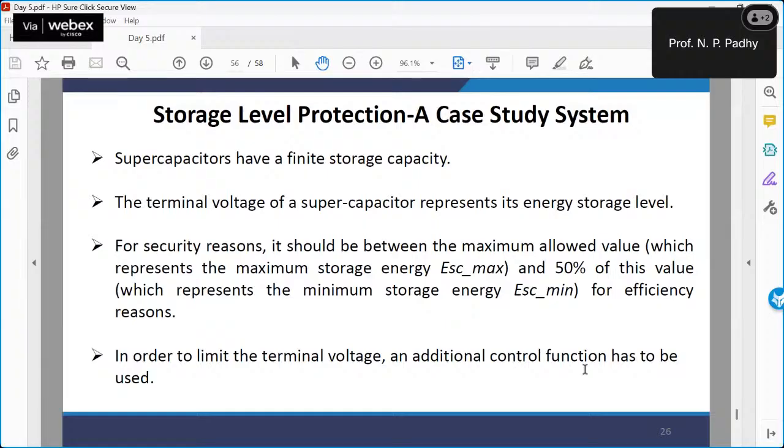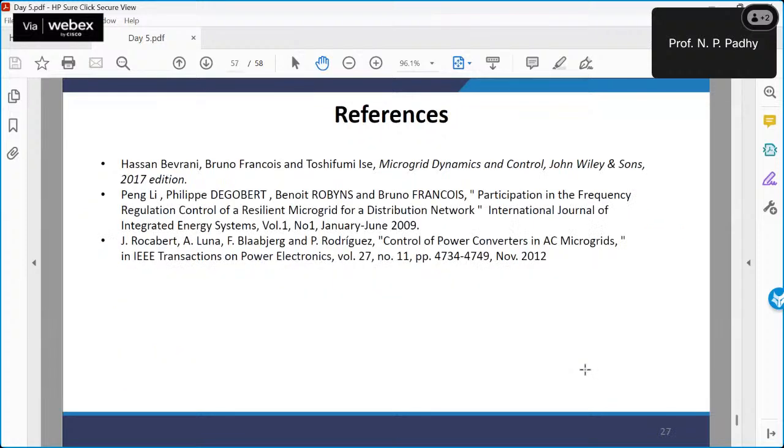The terminal voltage of the supercapacitor represents its energy storage level. For security reasons, it should be between the maximum allowed value, which represents the maximum storage energy, that is ESC, energy of supercapacitor maximum, and 50% of the value, which represents the minimum storage level. In order to limit the terminal voltage, an additional control function has to be used.